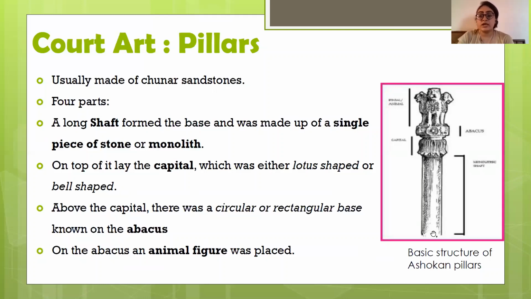At the bottom, you will have a monolith shaft, which has been prepared from a single piece of stone. Upon it you have the capital, which is either lotus shaped or bell shaped. Upon it you have an abacus, which is circular or rectangular in shape. Then upon it one animal figure is placed. Here the animal figure is the lion. So this is the basic structure of Ashokan pillars.